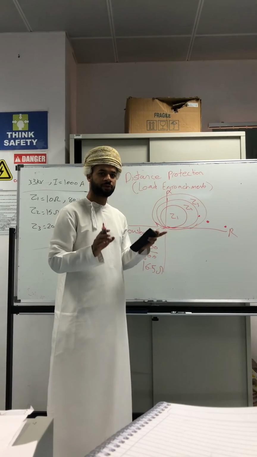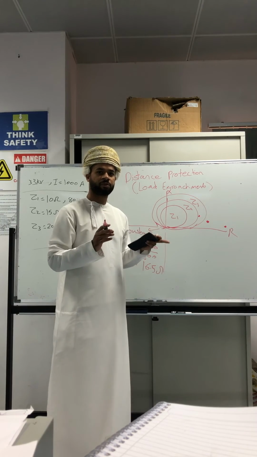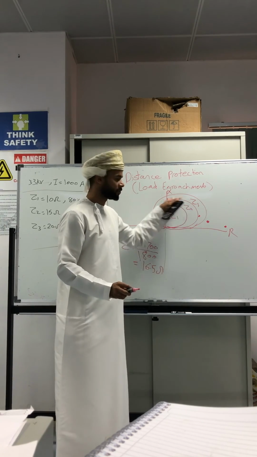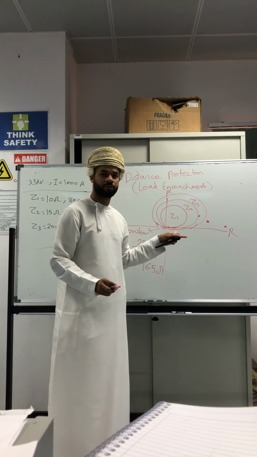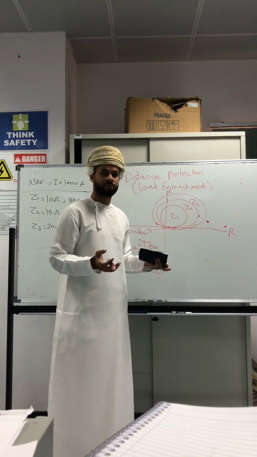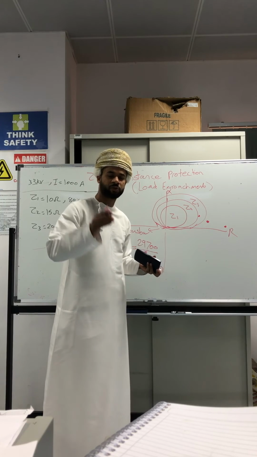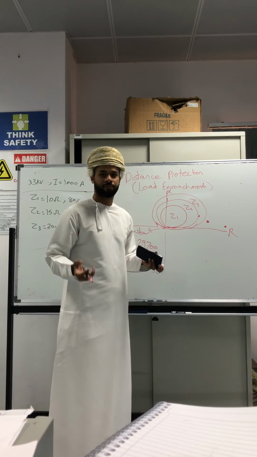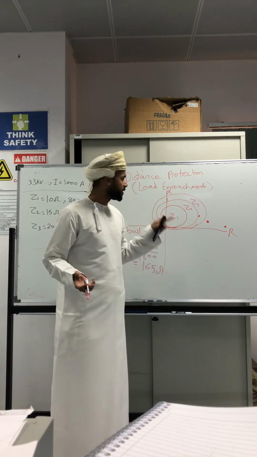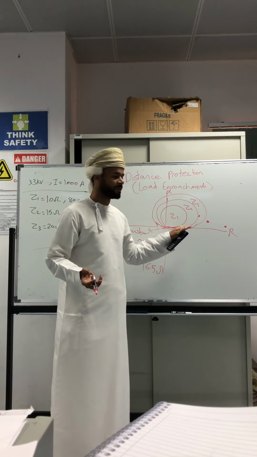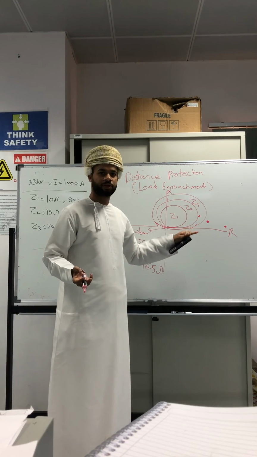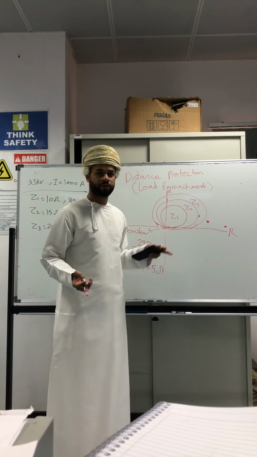So what we know is that load encroachment will mostly affect zone 3, because during heavy load the impedance tries to reduce slowly, not like the inrush current in a power transformer. So mostly it will affect zone 3. Now, how do we protect the distance protection relay from load encroachment?